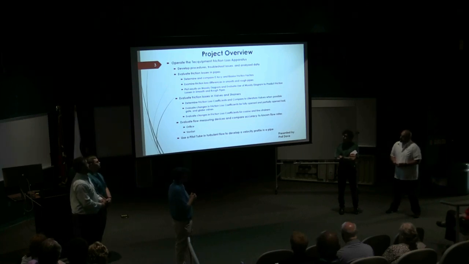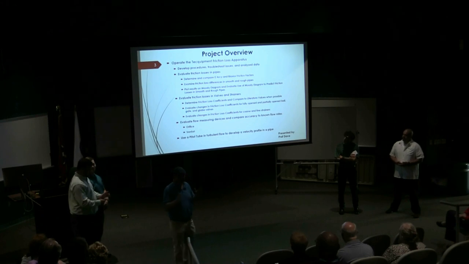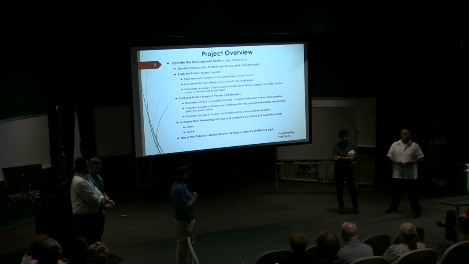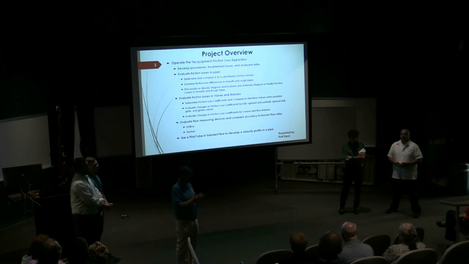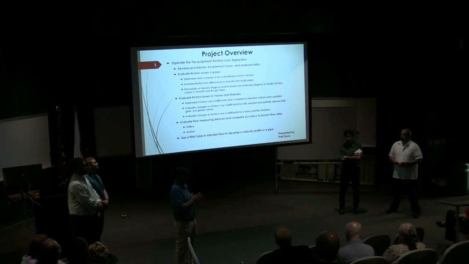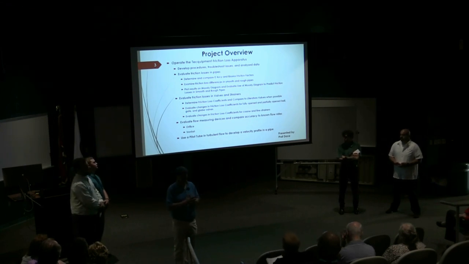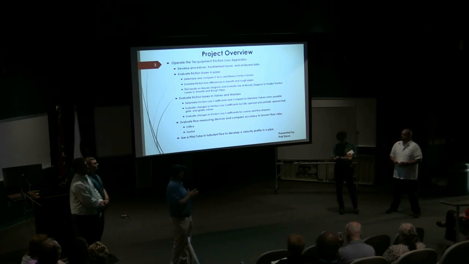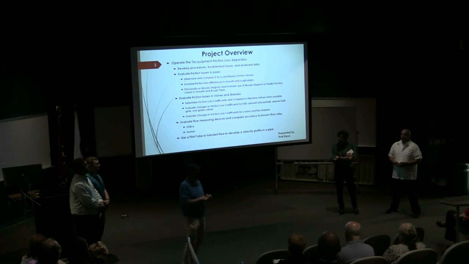So we looked at friction loss in horizontal pipe runs, friction loss in valves and strainers, and then we evaluated an orifice and a Venturi flow measuring device, as well as we traversed a pitot tube to get a velocity profile in a pipe.